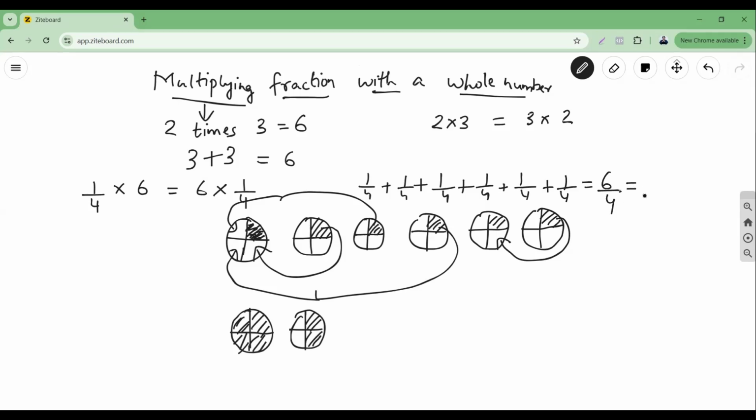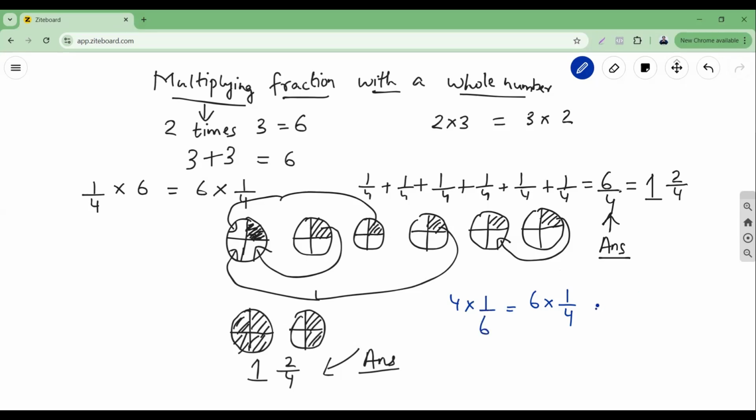When you convert this to a mixed fraction, what do you get? It's 1 whole and 2/4. That's what you get. And if you see here, this is 1 whole and you have got 2/4. So this is also one of the answers, or you could just say 6/4 is also an answer. Correct? What is the final conclusion? That if you have 6 times 1/4 or 1/4 times 6, either way, the answer is 6/4.